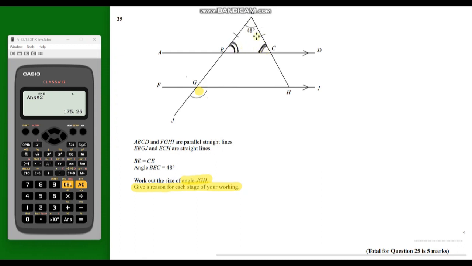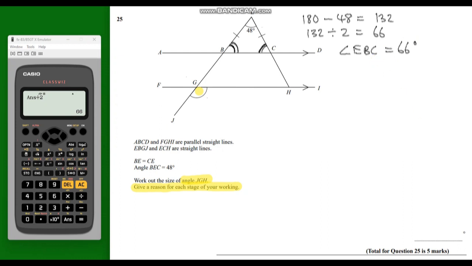So to work out this angle, first of all, I'm going to subtract 48. So I'm going to do 180 minus 48. That gives me 132. And then because these are the same, I can just divide this by 2. So I can do 132 divided by 2. And I get 66 degrees. So we can say that angle EBC is equal to 66 degrees.